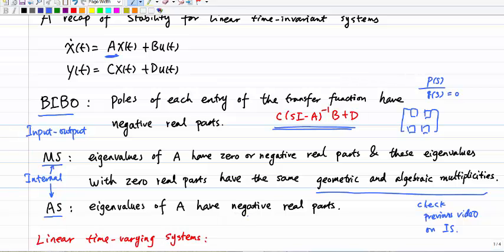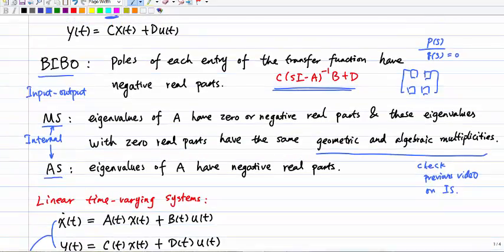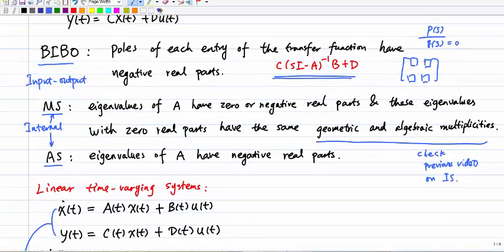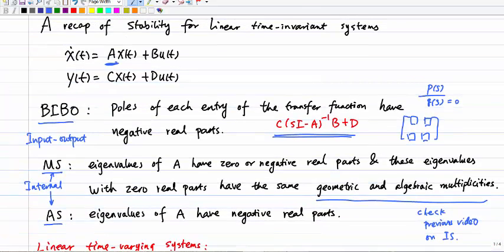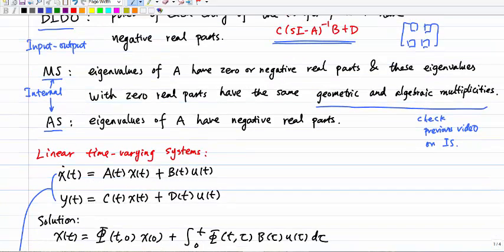All right, so that's a basic recap of the stability for linear time invariant systems. Now let's take a look at the case when we have a linear time variant system. Now the A, B, C, D matrices become time varying. We generally have A(t), B(t), C(t), and D(t) to replace the original constant matrices A, B, C, and D.